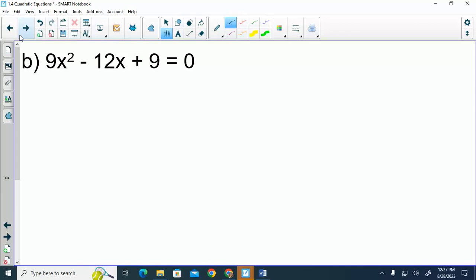Notice anything about this? Greatest common factor. What could we take out? A 3. We can either pull it out just in front, or we could divide by it on both sides and get rid of it since it's an equation. What do you guys want to do? Factor it out or divide?